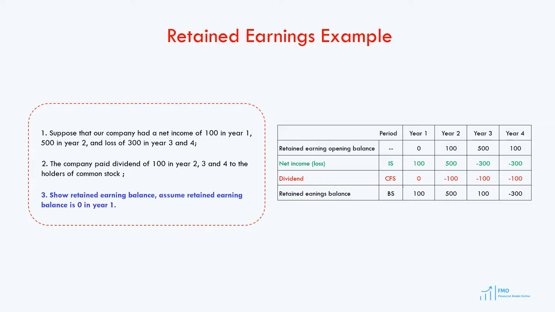So you can see that retained earnings actually can turn negative on the balance sheet of companies. In some jurisdictions outside the US, dividends are not allowed if retained earnings are negative.